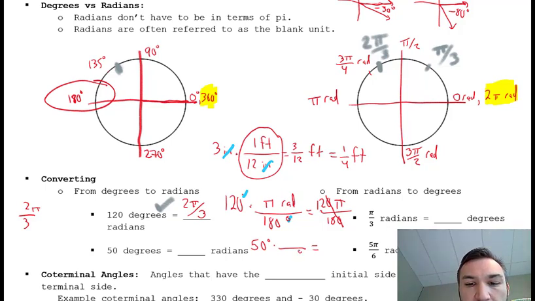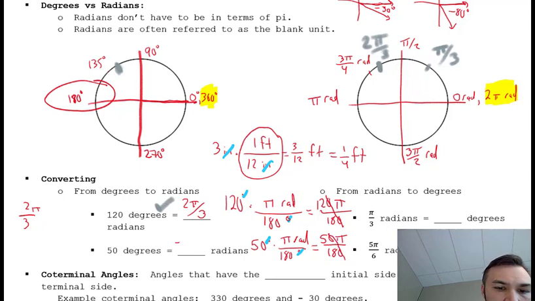So this is why I'm really going to emphasize to you, you want degrees to go away. So degree units in the numerator would cancel out degree units in the denominator. So that's how I know the 180 is in the denominator and not in the numerator. So multiply my fractions, multiply across the top, multiply across the bottom, and reduce. Both of those divide by 10.